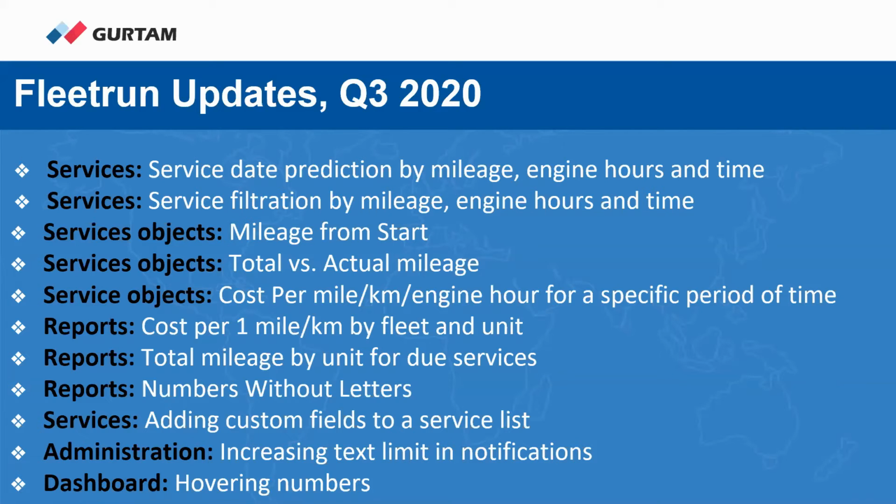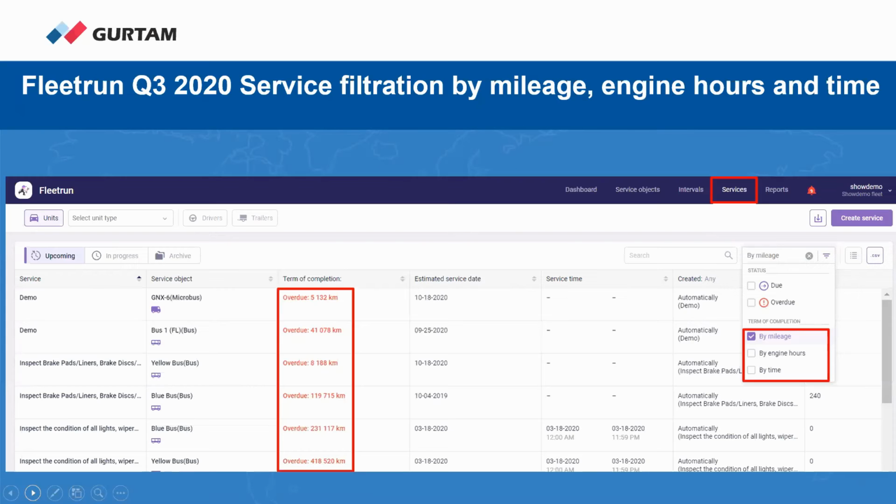From the administration standpoint and notification, we increased the text limit in notification from 500 to 1,000 symbols. And on the dashboard, we have hovering numbers displayed. So let's get started.